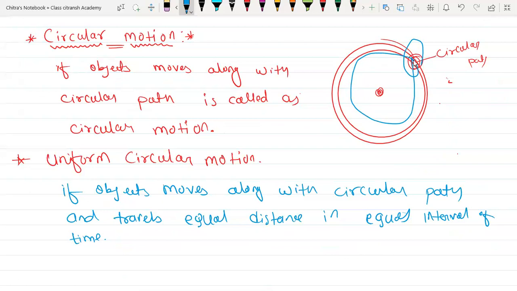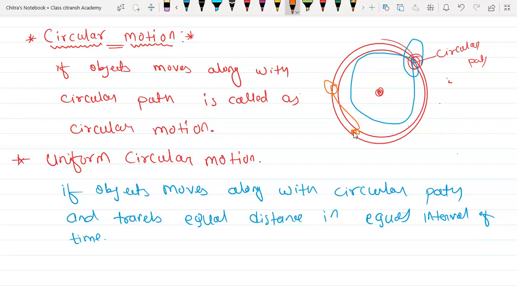But suppose the object starts moving from here and stops over here, then it is not zero now. If it does not stop at the starting point, then the displacement changes. So the maximum displacement in a circular path is equal to the diameter of the circular path, and the minimum displacement may be zero, meaning there is no displacement.